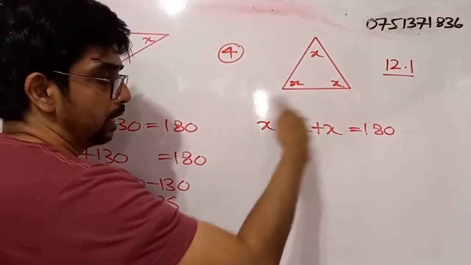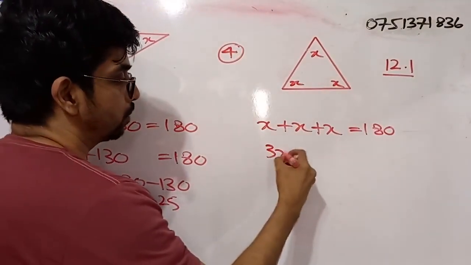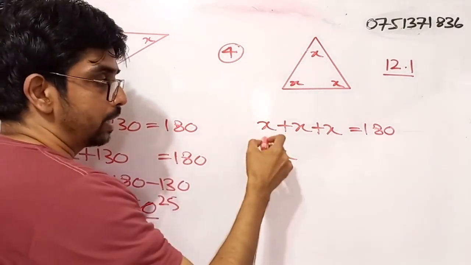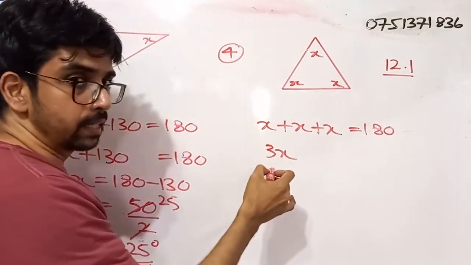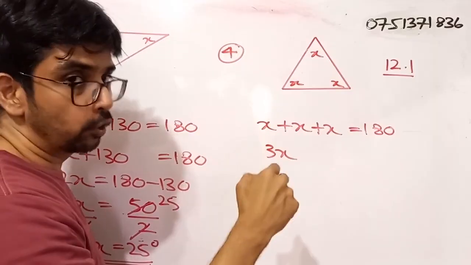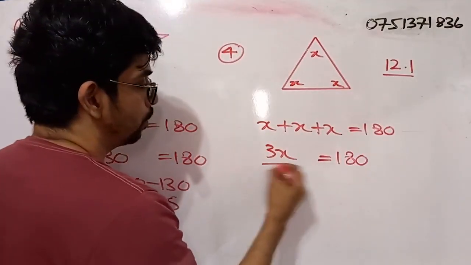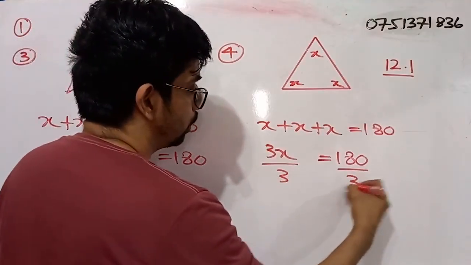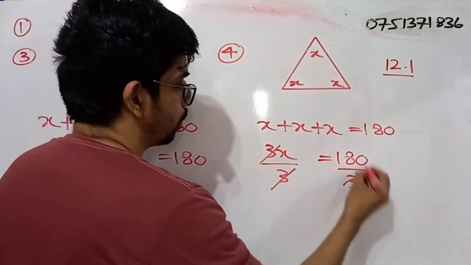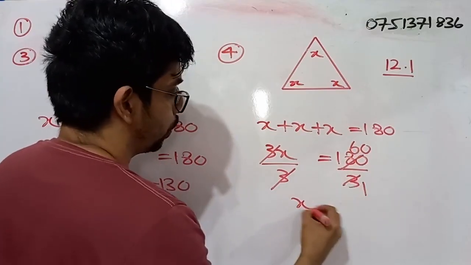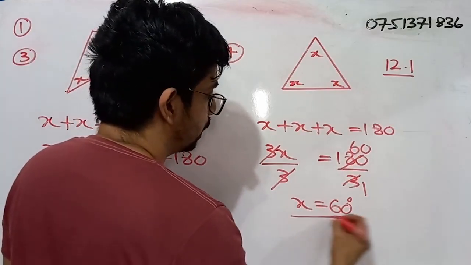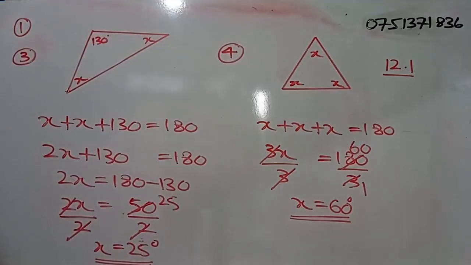So these are like terms. So we can take this as what? 3x. X plus x plus x, that is 3x. Not x to the power 3. Right. So this is equal to what? 180. So we have to divide this side by 3. Do the same thing to the other side. 3 times 1, 3 times 60. So x will be what? 60 degrees. X is 60 degrees.